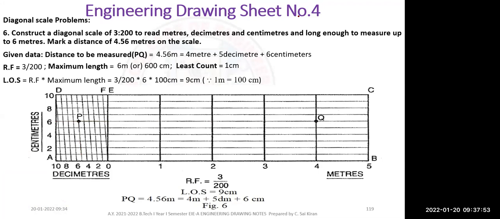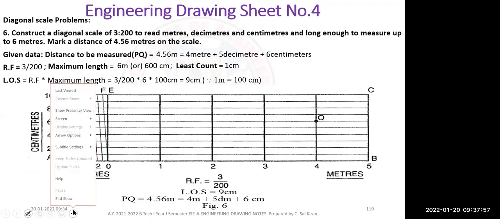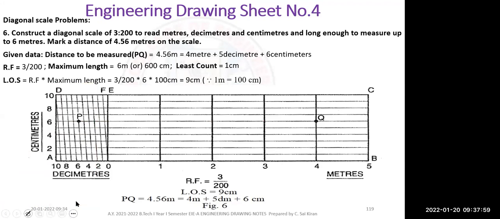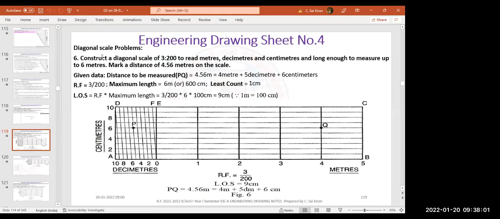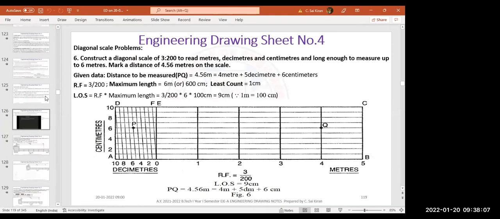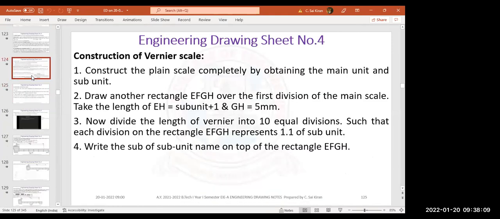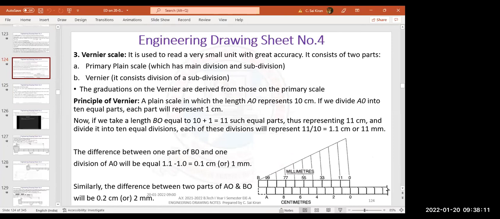This is the previous problem I'm explaining. In the plane scale, draw 2 problems. In the diagonal scale, draw only 1 problem, only the sixth one. Sixth one is only this one in the diagonal scale you have to draw. Any doubts in the previous scales you can ask.